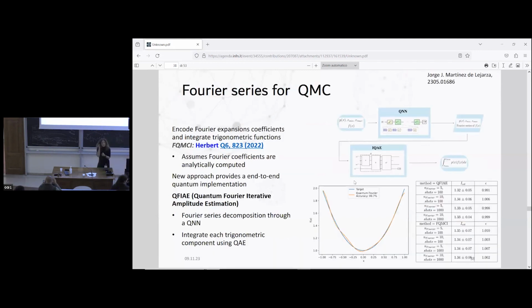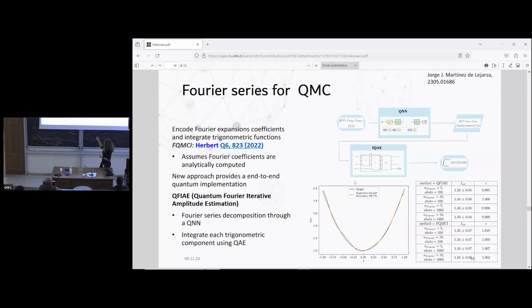Another approach leverages a slightly more recent approach to quantum Monte Carlo, and it's based on Fourier series expansion. This is a procedure that was proposed last year, 2022. The idea is that you take your function, instead of integrating it directly, you do a Fourier expansion, you save your coefficients, and then you integrate each one of the trigonometric functions, which is much, much faster. Now, the original work, of course, assumes that you somehow can do this Fourier expansion efficiently, analytically, or in some other way.